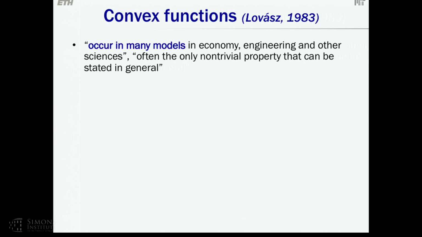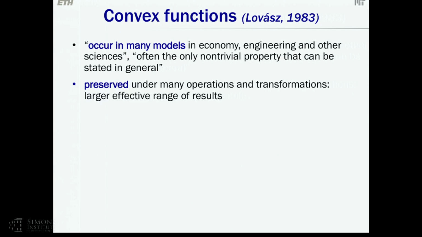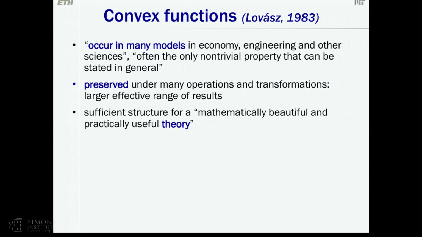The first one is they occur naturally in many, many applications. So they're actually useful because they're broadly applicable. The second thing is they are preserved under many different operations. So if I prove something about one convex function, most likely it generalizes. The third thing is that they are still sufficiently interesting, even though they are pretty broad, that there's some interesting mathematical theory that is associated with it. In particular, we can do efficient minimization of a convex function.